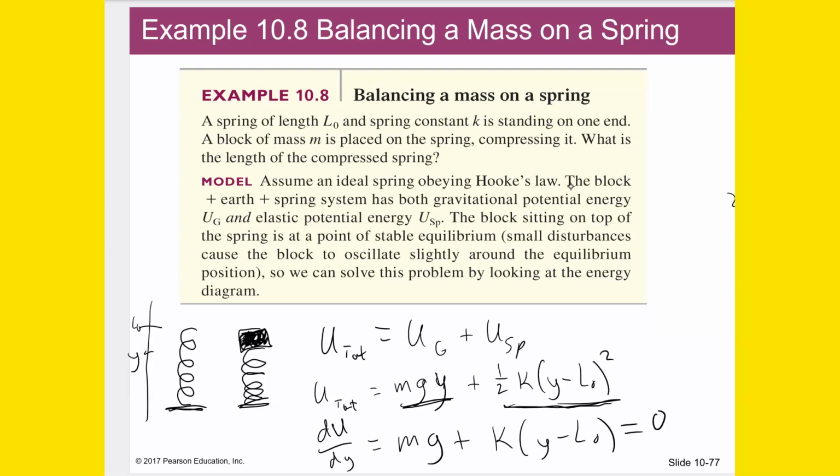And we set that equal to 0 because at the minimum, the slope would equal 0. And so solve for y based on that. K times (y minus L naught) would equal negative mg, and then divided by k, y minus L naught would equal negative mg over k. Then add L naught to both sides: y would equal L naught minus mg over k.